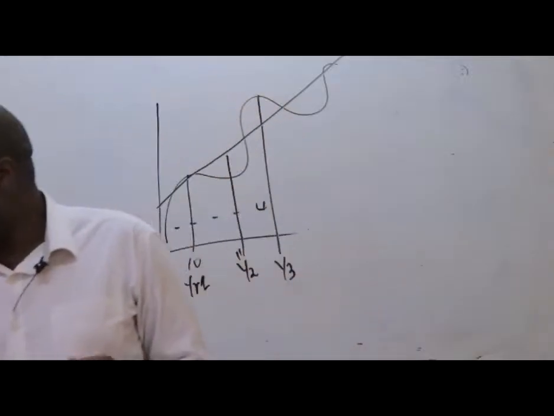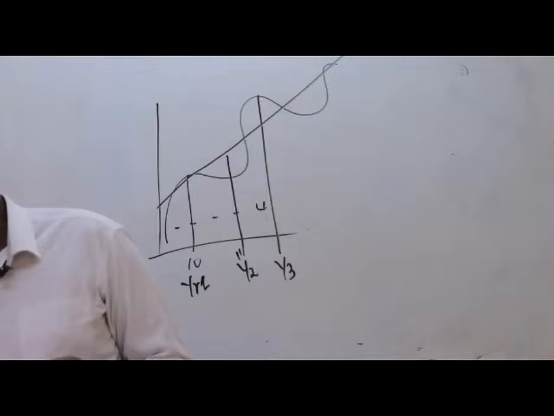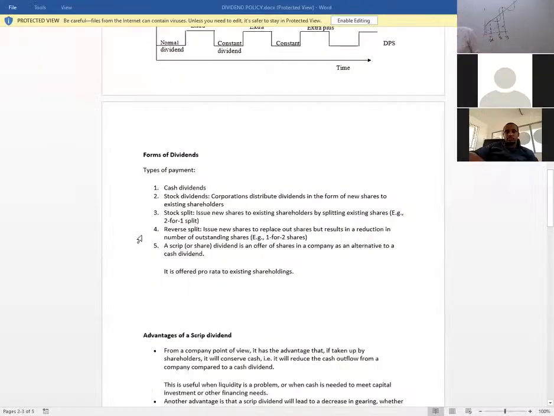Ladies and gentlemen, the other way that you could decide to reward your people, like now this number 5, is very common. A scrip or a share dividend is an offer of shares in a company as an alternative to cash dividend. This is very important because under scrip, ladies and gentlemen, we are issuing out what we call bonus shares.